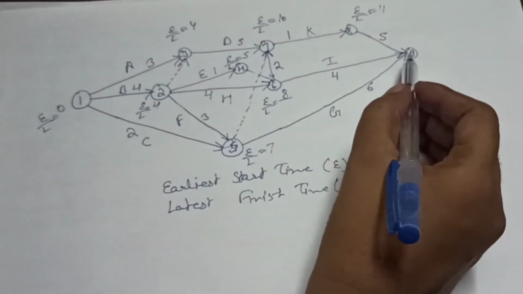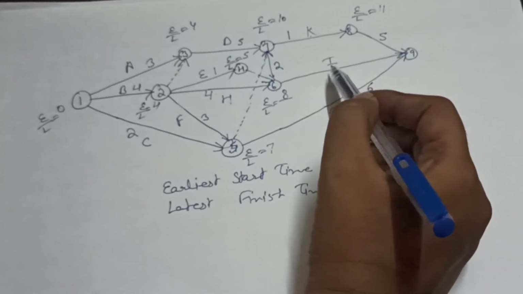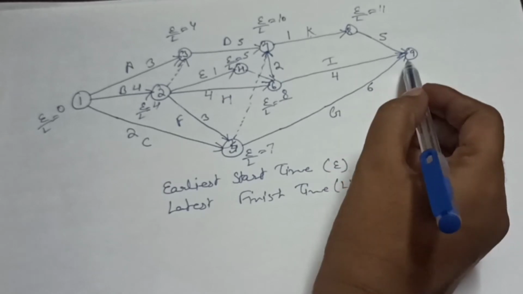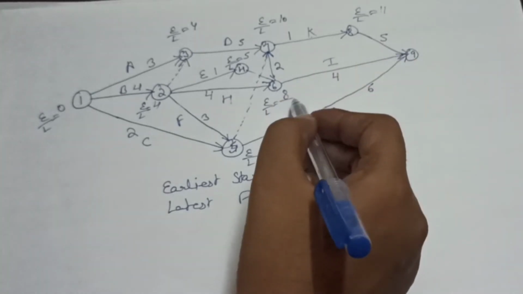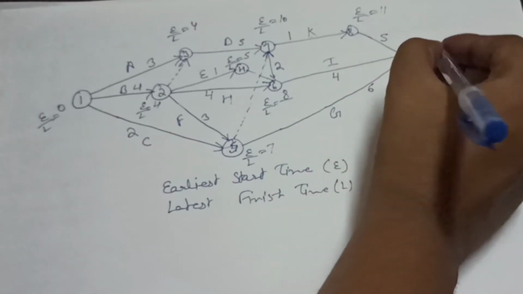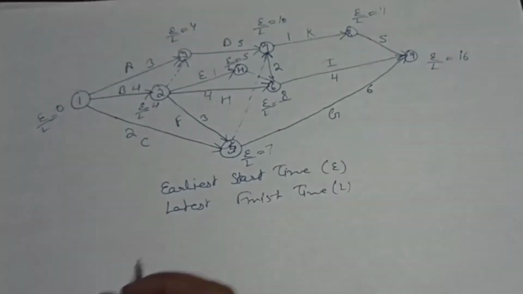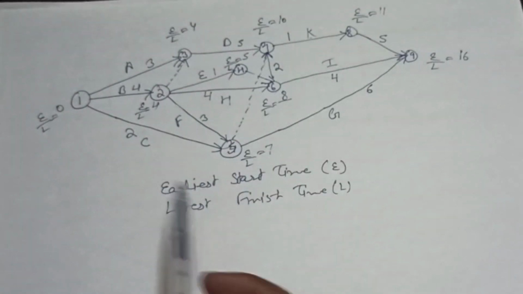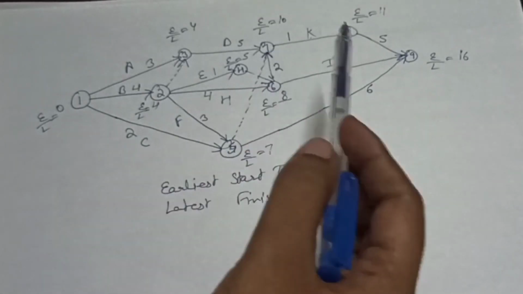After then we will calculate E for this node, as here we have three activities, this activity and this activity. As we can say, 7 plus 6 is equal to 13, 8 plus 4 is equal to 12, 11 plus 5 is equal to 16. But 16 is the maximum, so we will write here 16. So you can see we have calculated E for all nodes. Now we will calculate latest finish time for all our nodes.